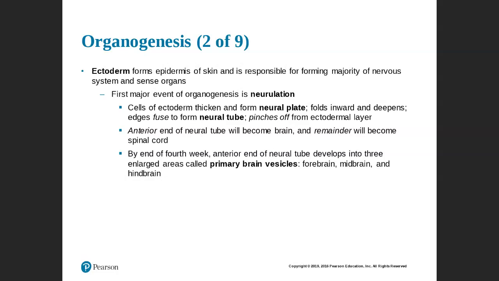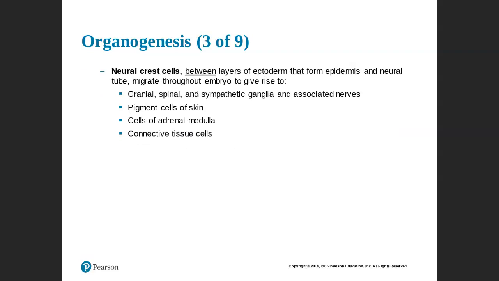By the end of the 4th week, the anterior end of the neural tube develops into 3 enlarged areas called the primary brain vesicles, which are the forebrain, midbrain, and the hindbrain, as we remember from our days of central nervous system. The neural crest cells now are between the layers of the ectoderm that form the epidermis and the neural tube, and they migrate throughout the embryo to give rise to the cranial, spinal, sympathetic ganglia, and their associated nerves.